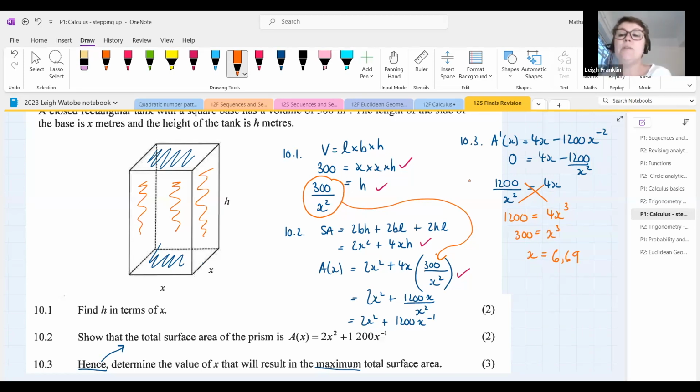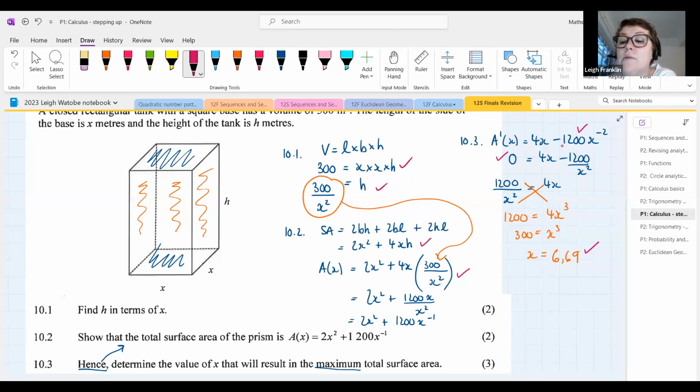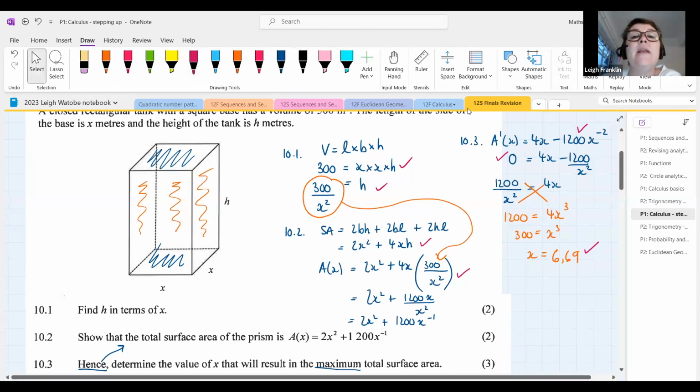Okay, are there any questions about that? 10.3. Any questions about 10.3, or the rest of us all happy? So we've got to take the derivative, we've got to make it equal to 0, and then we've got to solve for x. Okay, so since no one's saying anything, you got the same. Well done, Letu. That's lovely, brilliant, well done.